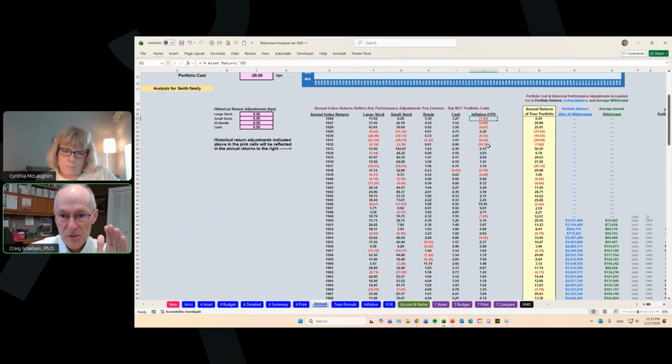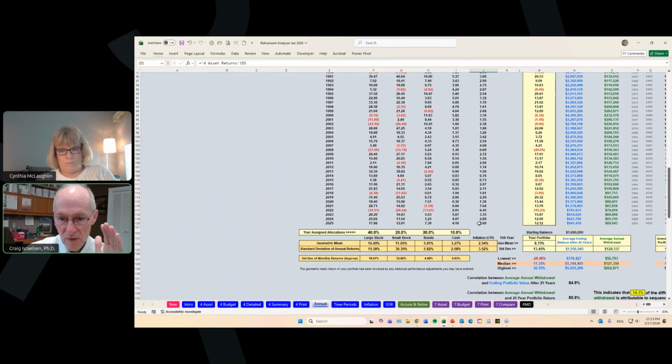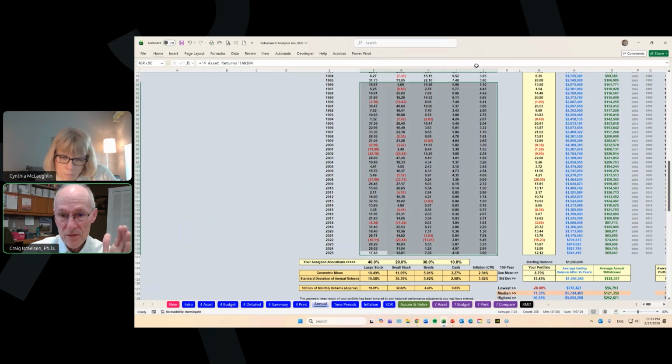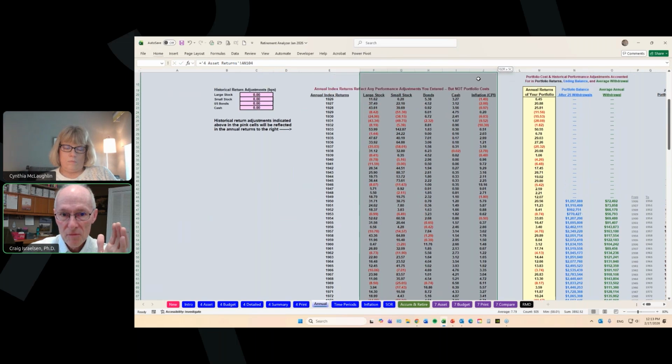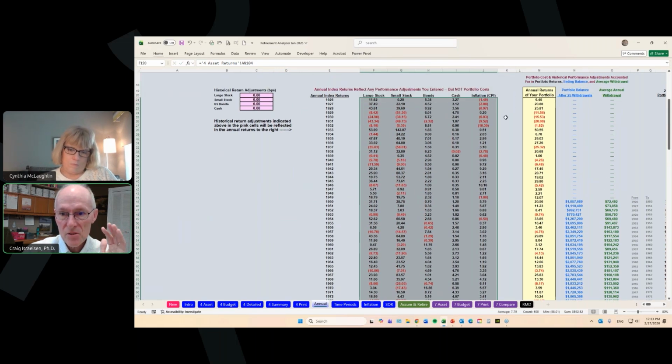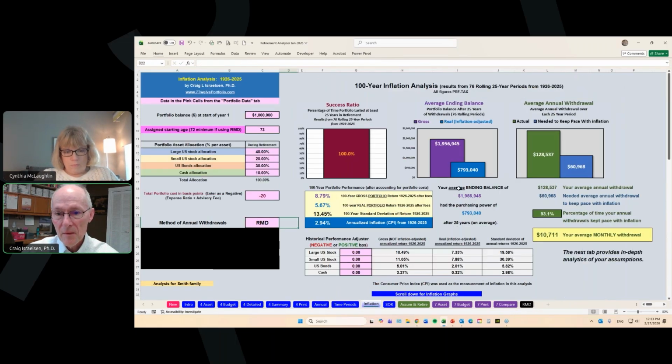Actual CPI inflation from 1926 all the way down to 2025. Here's all the data that's driving everything in the analysis. All the year-to-year returns of large stock, small stock, bonds, cash, and inflation. And then next to it is the portfolio returns based on how you allocated across these 4 asset classes. So here's the CPI data that we're actually working with now in this inflation tab.